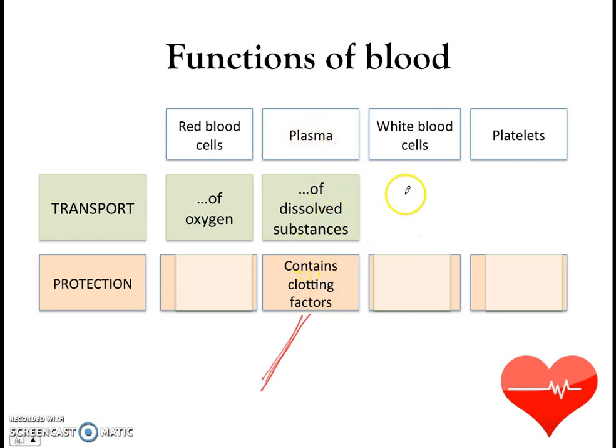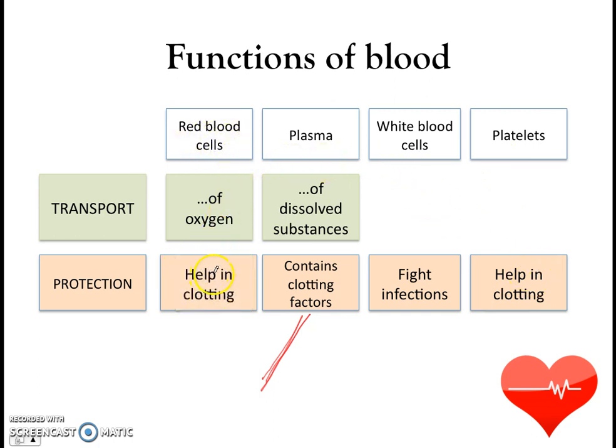There's clotting factors. White blood cells, of course, fight infections. Whatever invaders get in, the white blood cells deal with them. Platelets play a role in clotting as well. And we'll see that red blood cells also play a role in clotting. They become part of the clot during the clotting process. Right, so 2 main functions, transport and protection, and how each component contributes to that function.